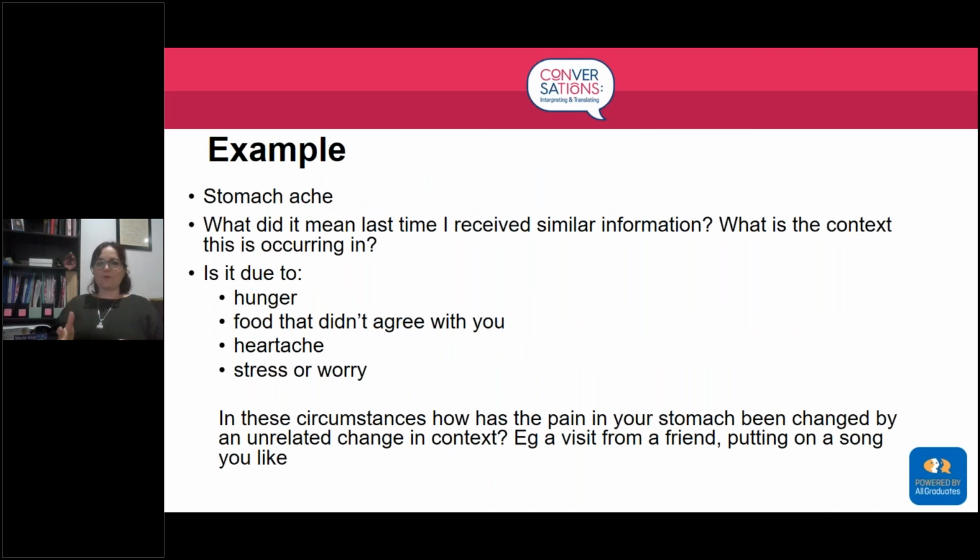All right, so an example: stomach ache. You've got pain in your abdomen, and there are lots of reasons why that could be. One of the first things we can consider, and this will be on a subconscious level, but you can also start to do this on a conscious level or purposely think about it, is: what did it mean last time I received similar information, and what's the context that this is occurring in? So, oh yeah, I haven't eaten since 9 o'clock this morning. Yeah, that makes sense that my tummy's a bit sore. Or I ate that thing earlier that I thought didn't taste so good, but I just went with it and now my stomach's sore. Heartache, stress and worry.